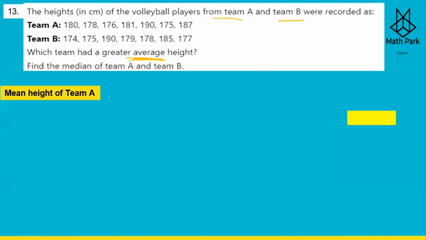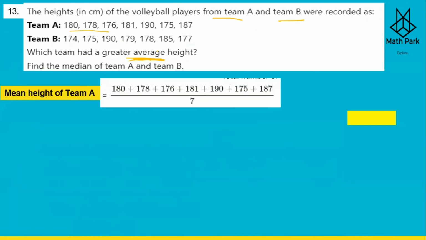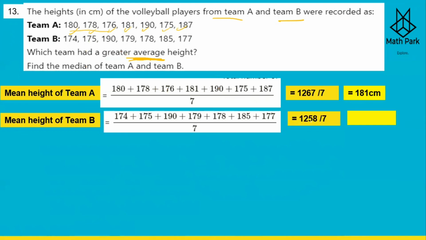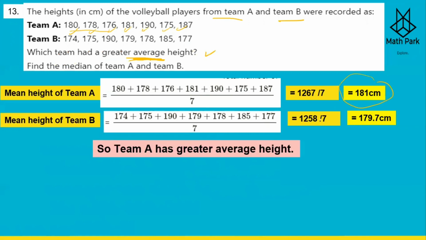So the mean height of team A will be adding all of these observations and dividing by 7, because there are 7 players, 1, 2, 3, 4, 5, 6, and 7. So the sum of the observations here is 1267. Divided by 7, we get 181 centimeter is the mean of team A. Now we find the mean of team B. We add all of the heights of the students. The sum of the heights, we get 1258. Dividing by 7, we get 179.7 centimeter. Now, which team had a greater height? So, which one is greater here? 181 is greater. So, that is how we say that team A has greater average height.